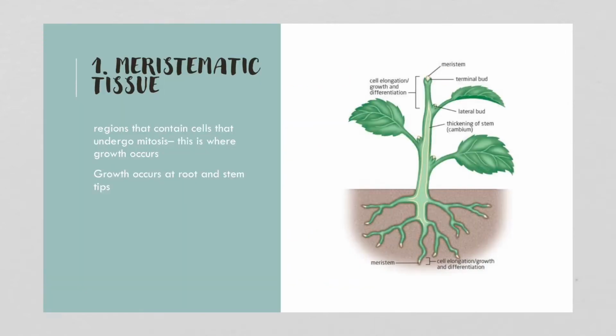So meristematic tissue are regions that contain cells that can still undergo mitosis, and that's where growth happens. And growth in a plant occurs at the root and the shoot or the stem tips. So all these little yellow sections here are the places where growth can still happen. So that's meristematic tissue.